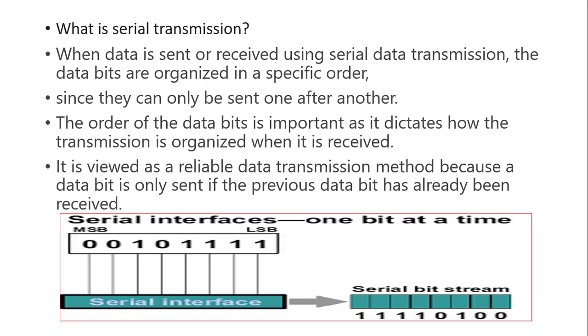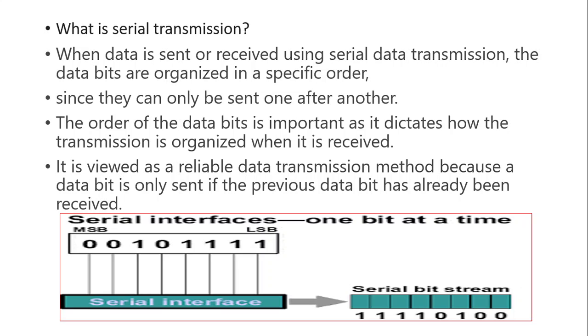Now we'll understand what is serial data transmission. In serial transmission, the data bits are organized in a specific order. Since they can be sent only one after another, the order of the data bits is very important, as it dictates how the transmission is organized when it is received. It is viewed as a reliable data transmission method because a data bit is only sent if the previous data bit has already been sent.